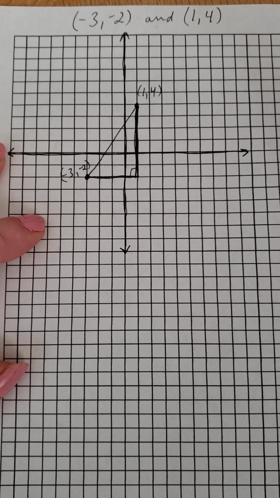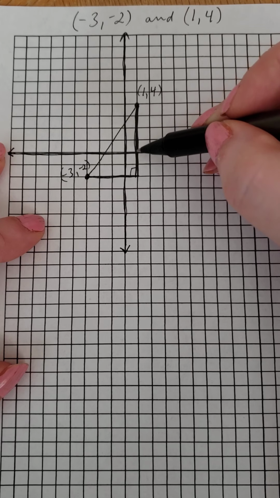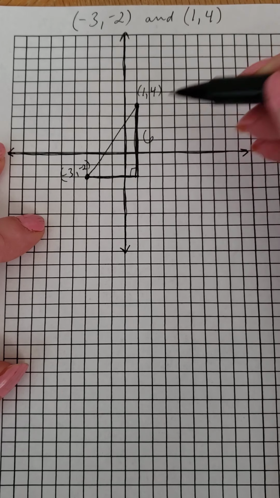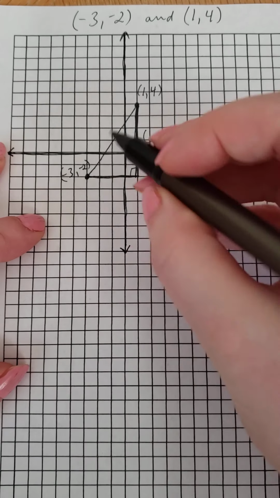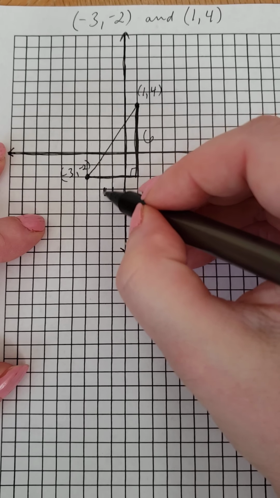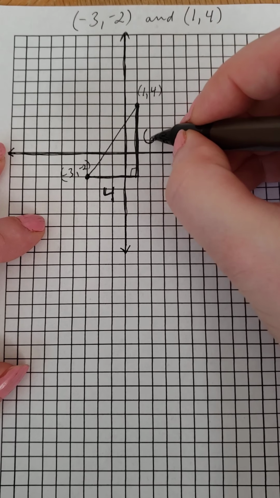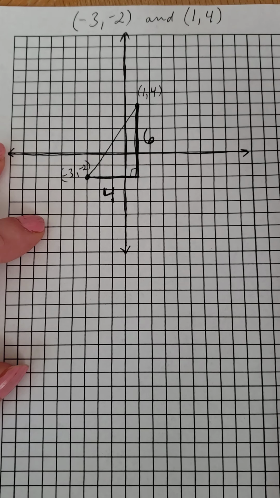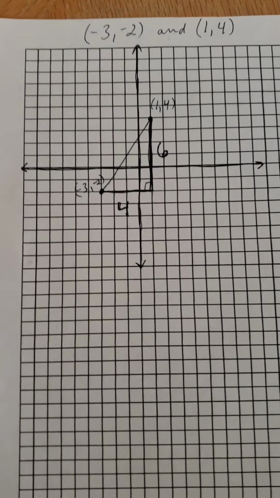Now again, we just have to count squares. So I'm going to look at this distance here. This is 1, 2, 3, 4, 5, 6 squares. And over here, this distance is 1, 2, 3, 4, 4 squares. So we've got our right triangle. We've got our lengths, 4 and 6. And now we can use Pythagorean theorem to work it out. I'm going to show you on a separate sheet of paper.